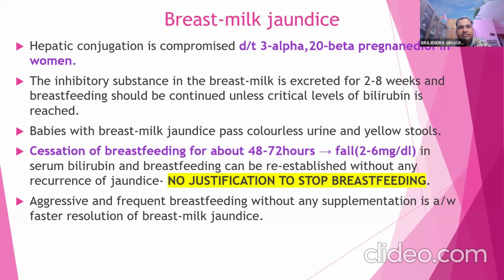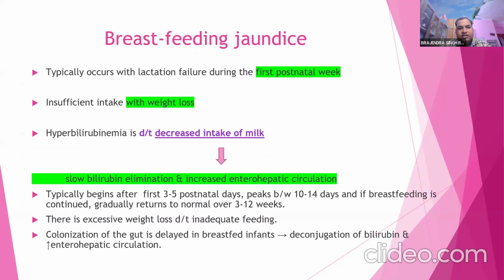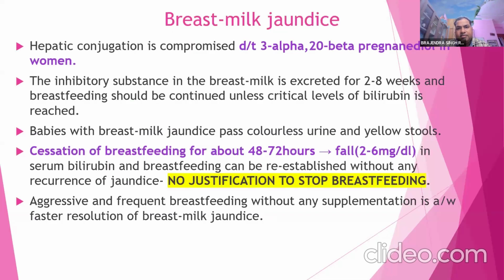So, important thing is breastfeeding jaundice is due to less milk intake. ब्रेस्ट फीडिंग जॉइंडिस मतलब बेबी को मिल्क कम मिल रहा है. ब्रेस्ट मिल्क जॉइंडिस में मिल्क में कुछ ऐसा है जो बेबी के कॉन्जुगेशन को कम कर रहा है. So difference is very clear, and in both cases currently suggested we can increase breast milk intake, both can be resolved.